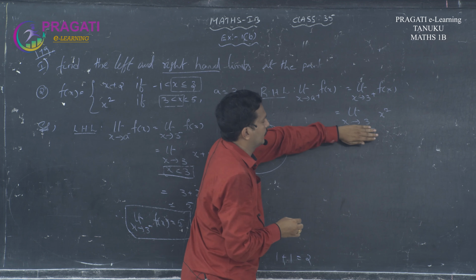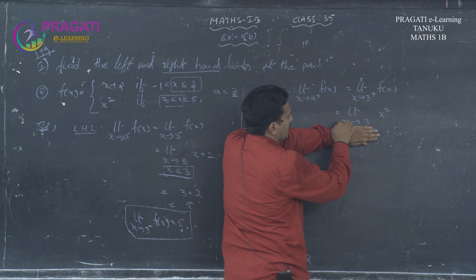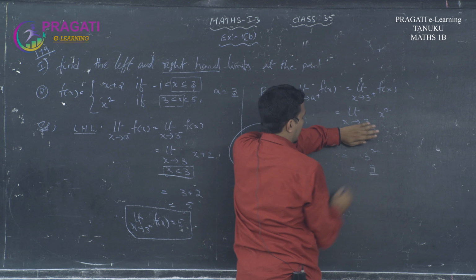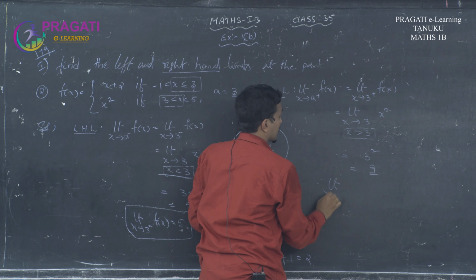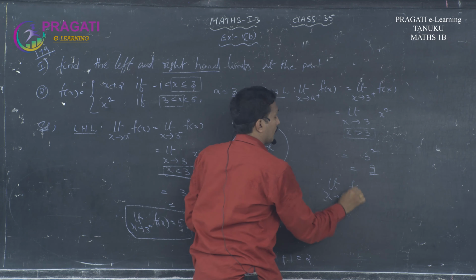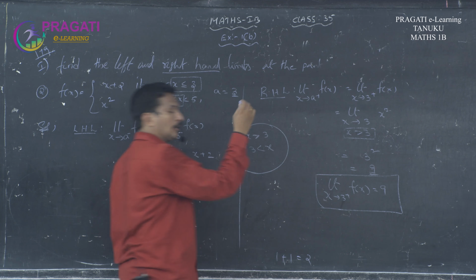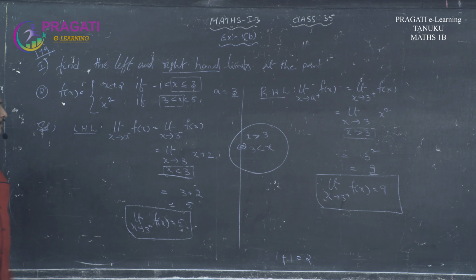Here the remaining problem is limit x tends to 3 x square. Direct substitution, 3 square is 9. That means limit x tends to 3 plus f of x is equal to 9. Here the right hand limit is 9 and the left hand limit is 5.